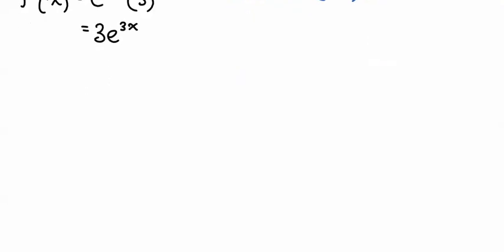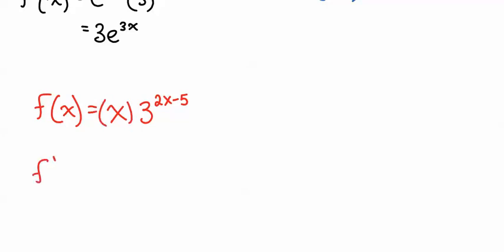So let's just try one crazy one. So let's say you had f of x equals x times 3 to the 2x minus 5. So let's say that was your function. So if we had to find the derivative of that, we're going to have to use product rule, because technically we've got this function times this function.